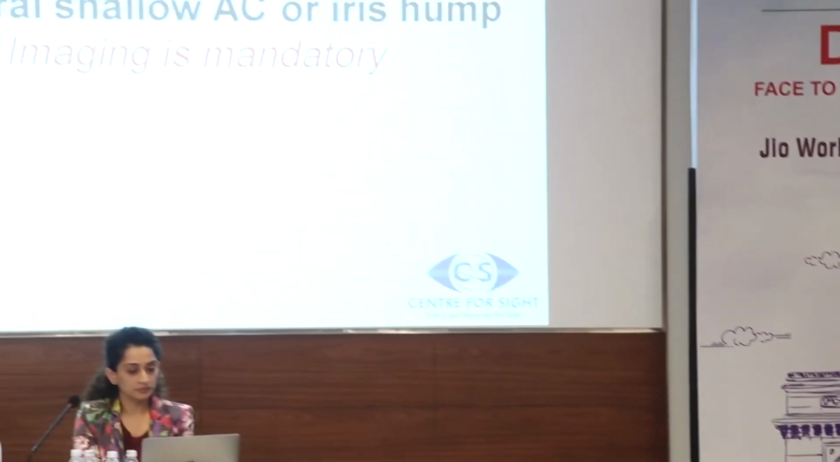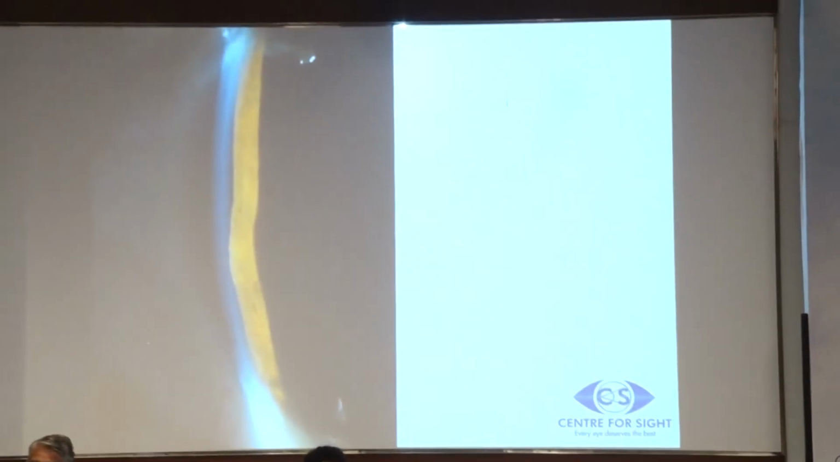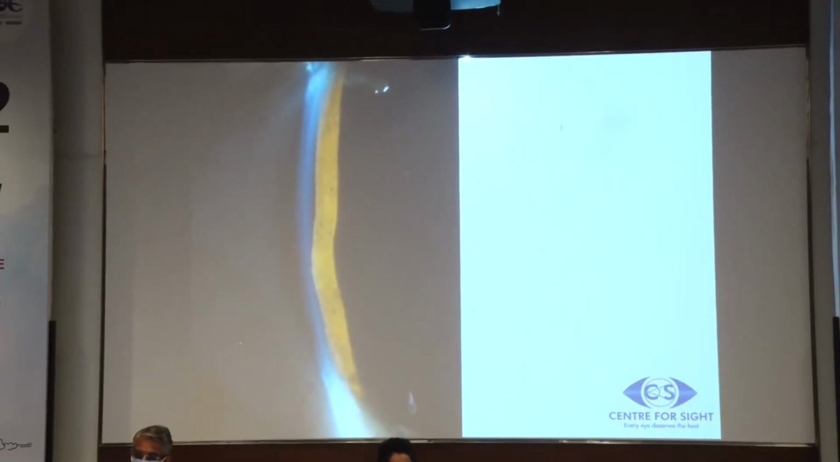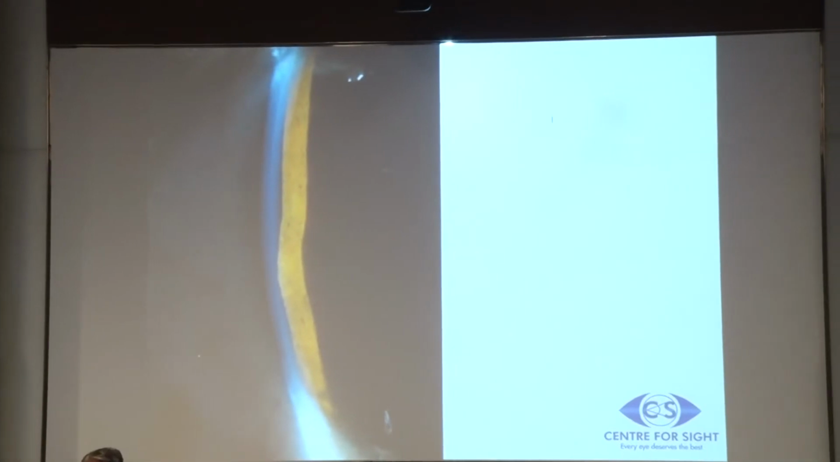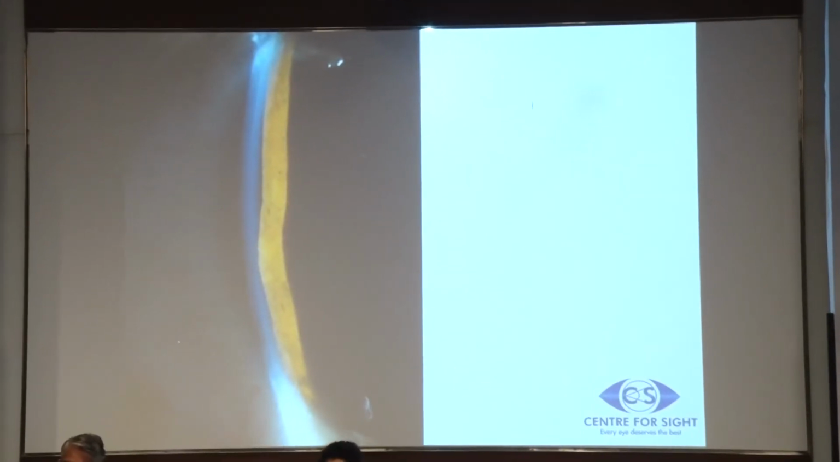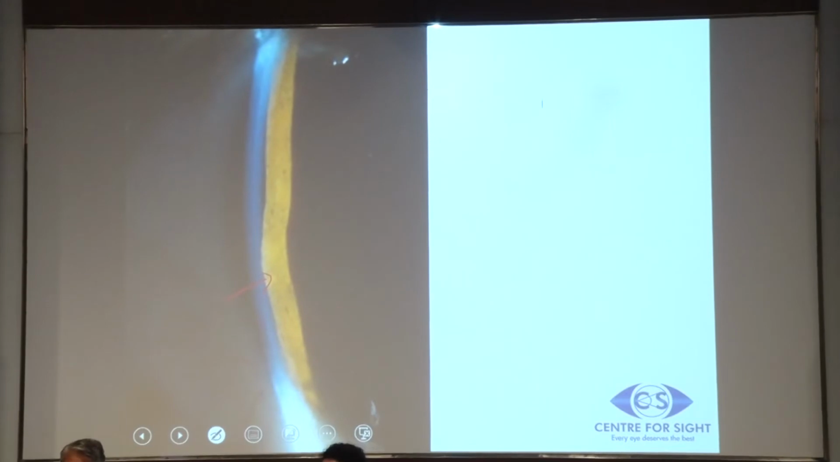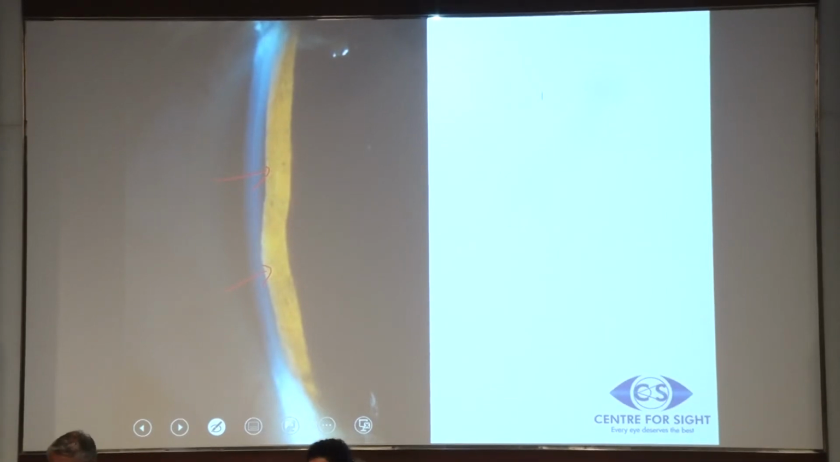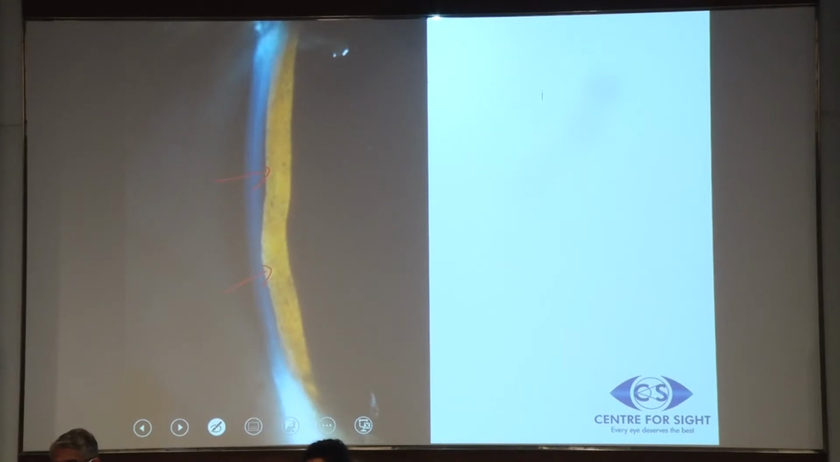The first pearl is sectoral shallow anterior chamber or iris bumps: imaging is mandatory. I'm showing you a case of a young adult who presented with shallow anterior chamber, but it was sectorally shallow. You can see shallowness there, normal anterior chamber depth there. That is how it was, intermittently shallow anterior chamber with absolutely quiet AC, normal intraocular pressure. So what would you suspect in this patient? Unilateral sectoral shallow anterior chamber or bumps in the peripheral iris. What do you suspect?